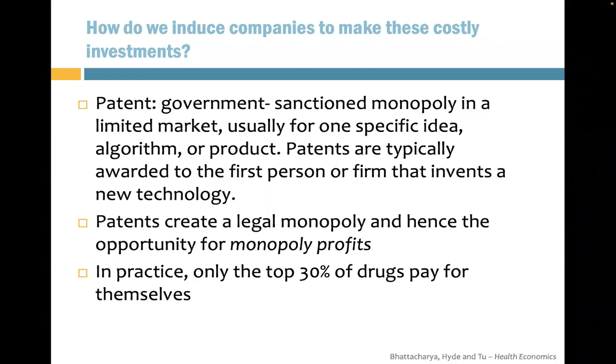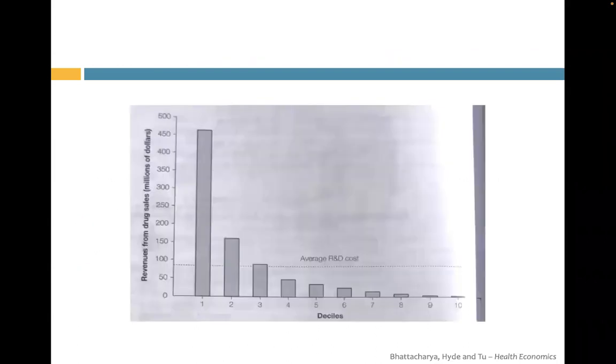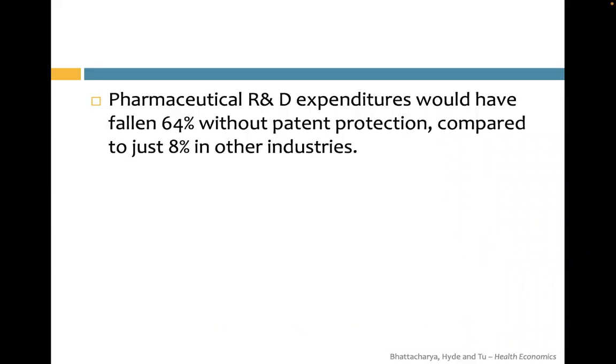In practice, only the top 30% of drugs pay for themselves. What does it mean to pay for themselves? That means that the profits, or in this graph, the revenues from drug sales, are able to cover their R&D cost or have something to spare. So then comes the question: if some drugs cannot end up paying for their own cost, who is paying? Pharmaceutical R&D expenditures would have fallen 64% without patent protection, compared to just 8% in other industries.